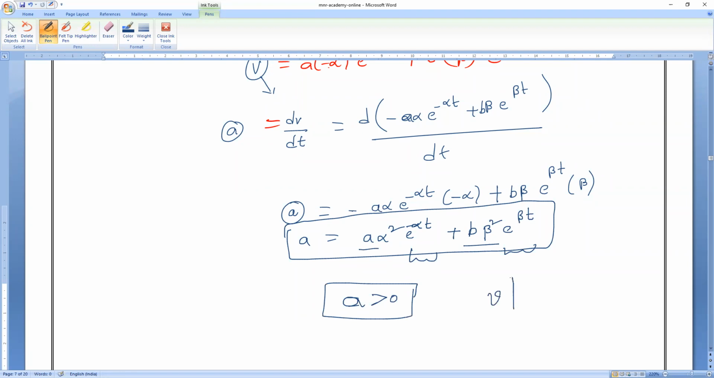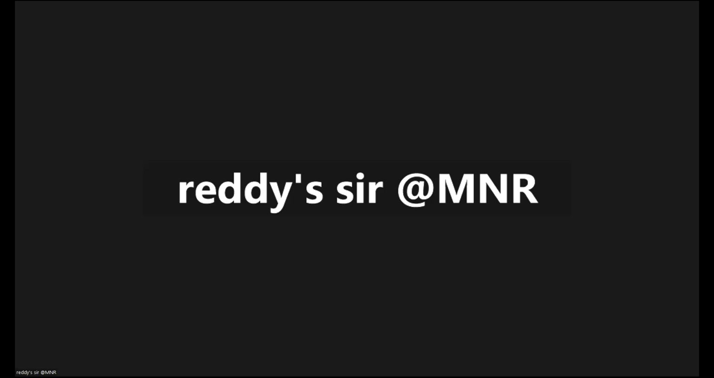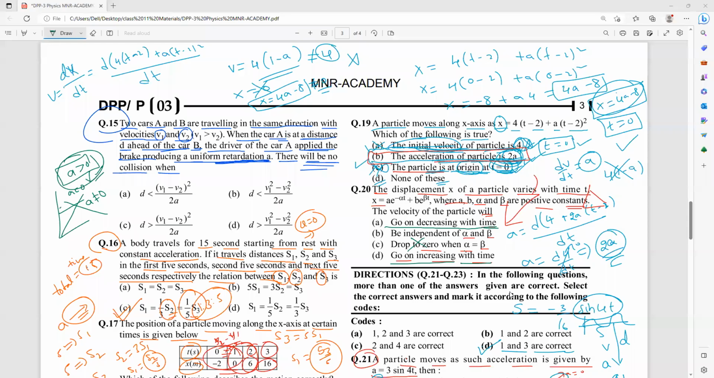A is greater than 0 means velocities keep on increasing or decreasing? If I draw the graph of velocity versus time, velocity is increasing. Understood? So that is what you have to remember: velocities keep on increasing. So what is the correct option? Velocity goes on increasing with time because a is greater than 0. Is it okay? Understood?